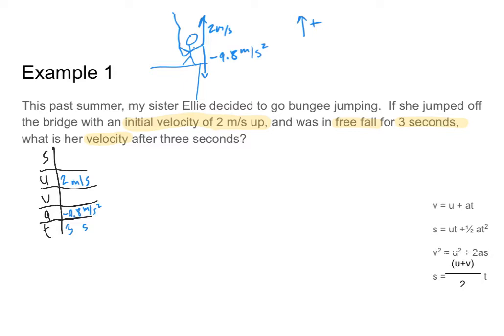This question is asking me to figure out her velocity after 3 seconds. So V final is going to be our question mark. Now, this is not her final velocity, but it's the velocity at the very end of our problem, which is why we call it our final velocity.